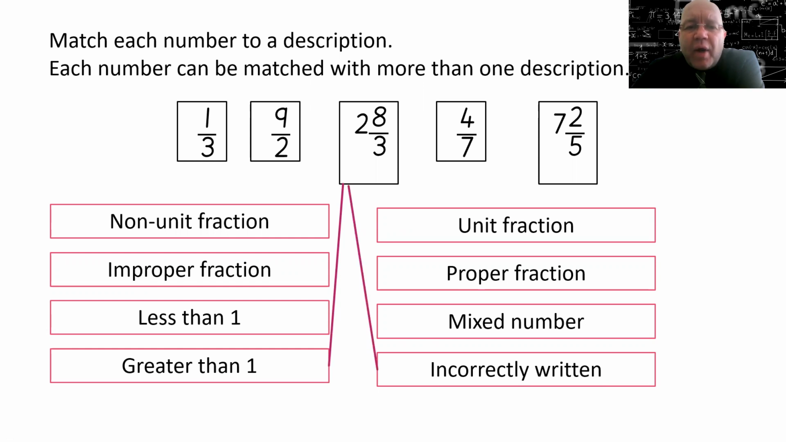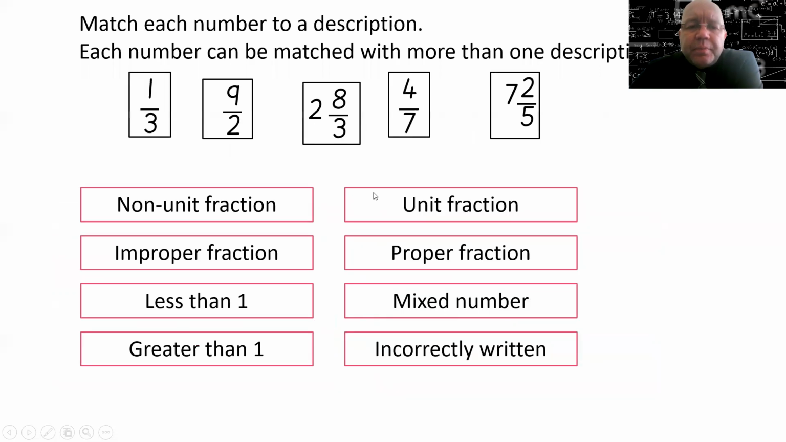And it's incorrectly written. We can't have a whole number and an improper fraction because what we've created here means that we've got more wholes. 3 will go into 8 2 times. So we've got 2 more wholes to add onto there. So it should say 4 2/3. That would be the correct way to write that particular fraction.